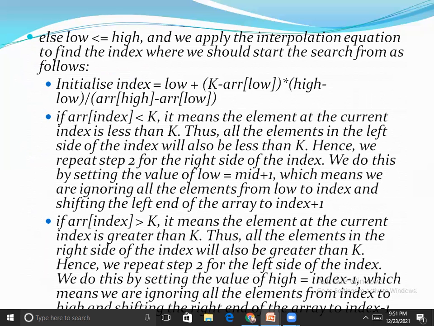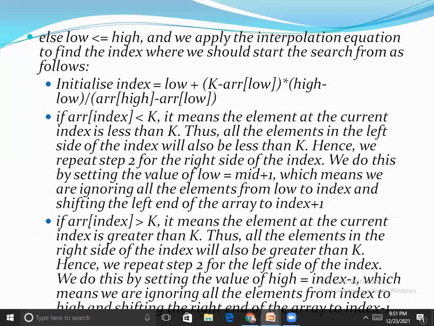Initialize index to low plus (k minus array of low) into (high minus low) divided by (array of high minus array of low). If array of index is less than k, it means the element at the current index is less than k. Thus, all the elements on the left side of the index will also be less than k. Hence, we repeat step 2 for the right side of the index. We do this by setting the value of low equal to index plus 1, which means we are ignoring all the elements from low to index and shifting the left end of the array to index plus 1.